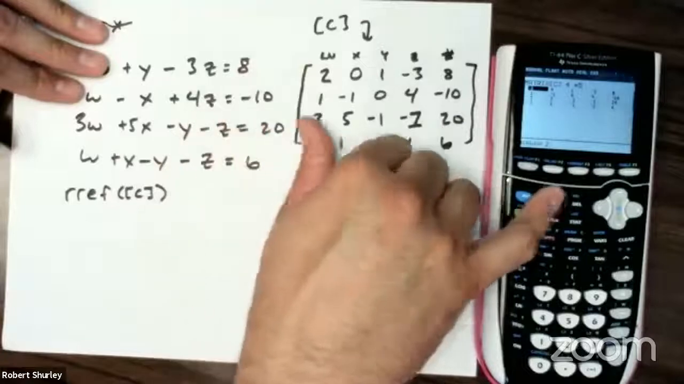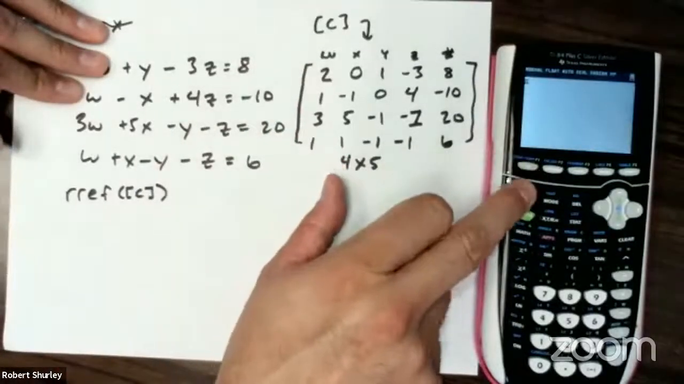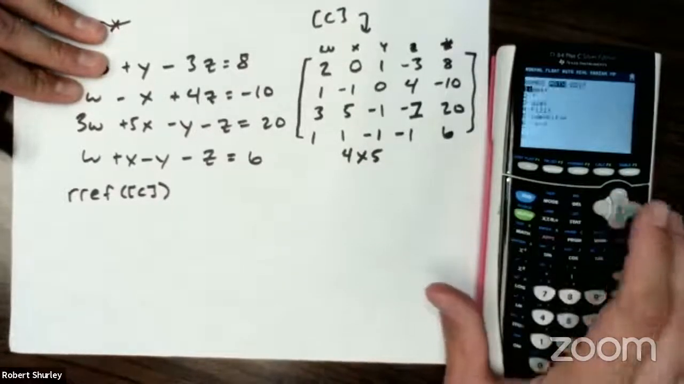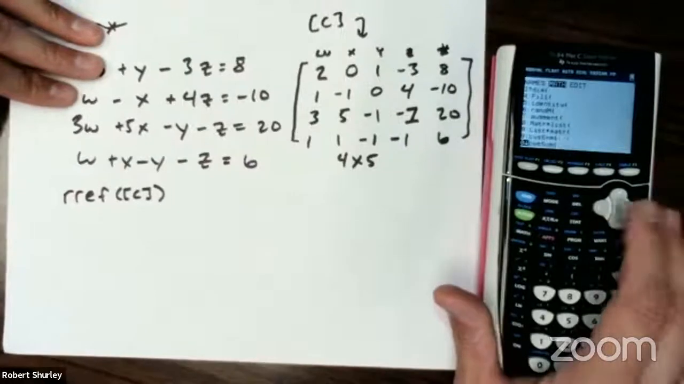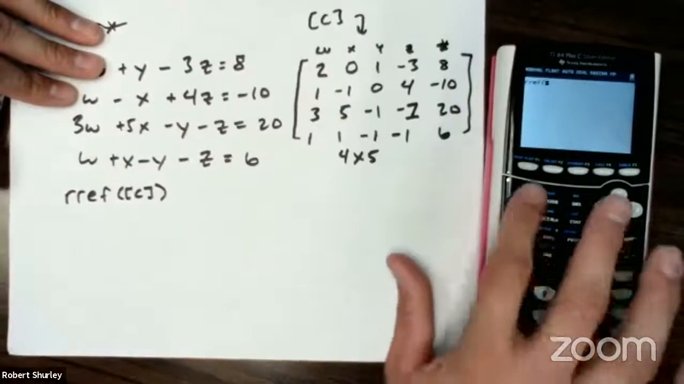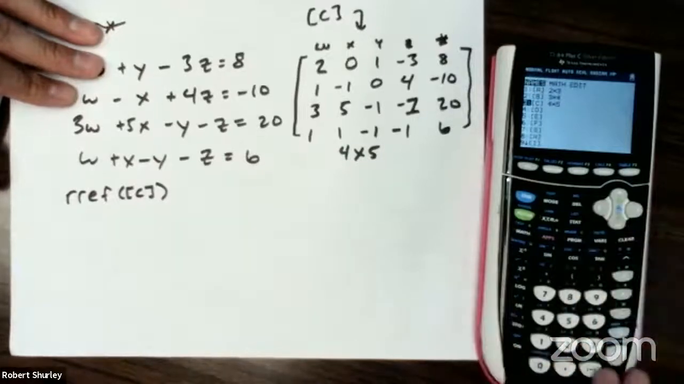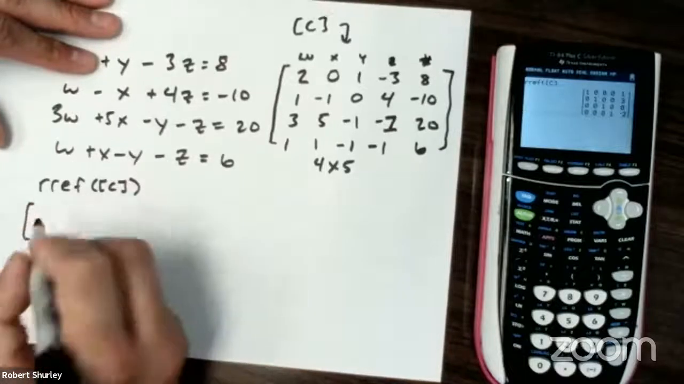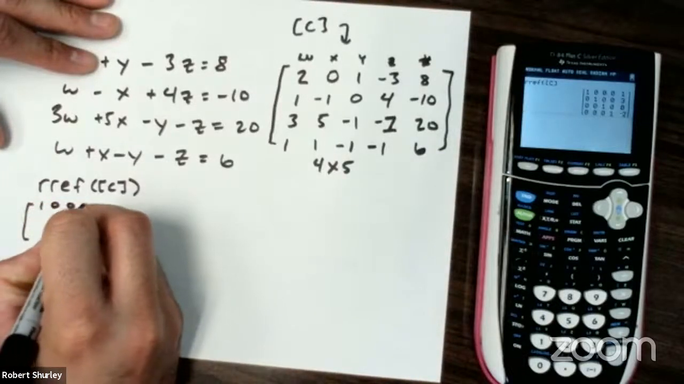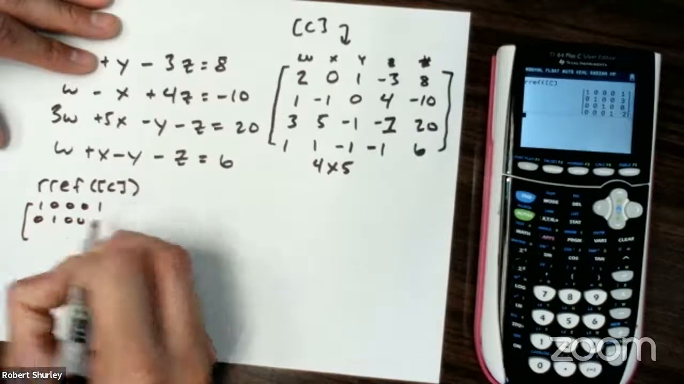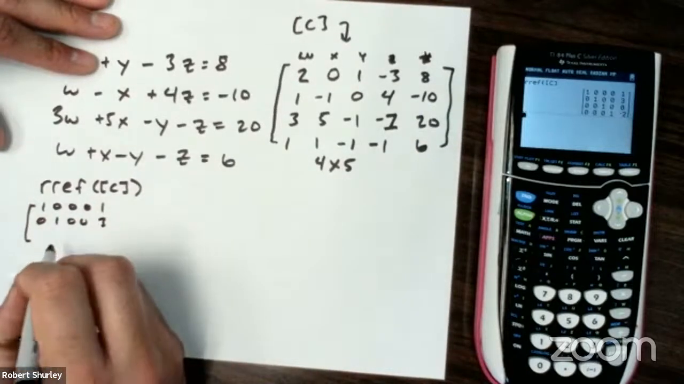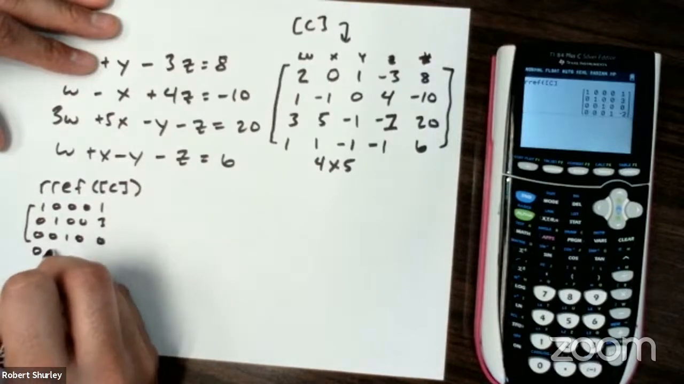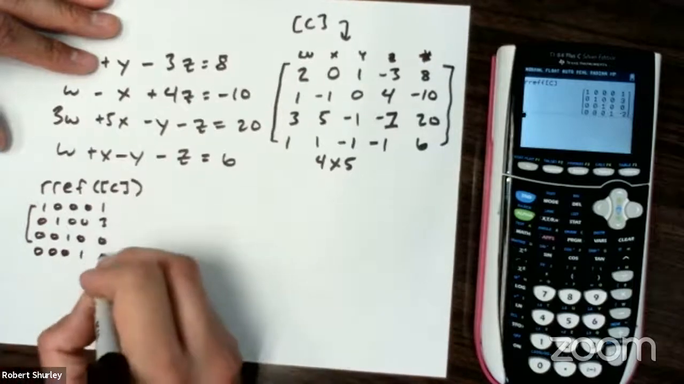So I'm going to quit out of here again, then go to second matrix, over to math, go over to B, not 8. Boom. And then I'm going to do second matrix and call C. Bam. The result is 1, 0, 0, 0, 1, 0, 1, 0, 0, 3, 0, 0, 1, 0, 0, and 0, 0, 0, 1, negative 2.